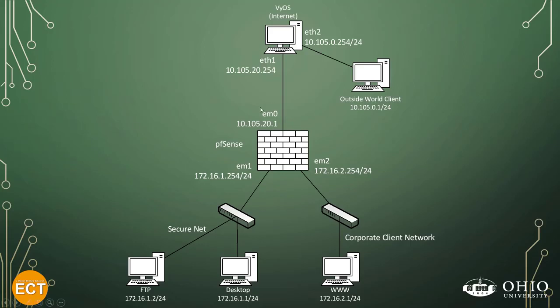In our case, our WAN side is going to be EM0, which will be labeled WAN in our pfSense web interface, and it will have 10.105.20.1.